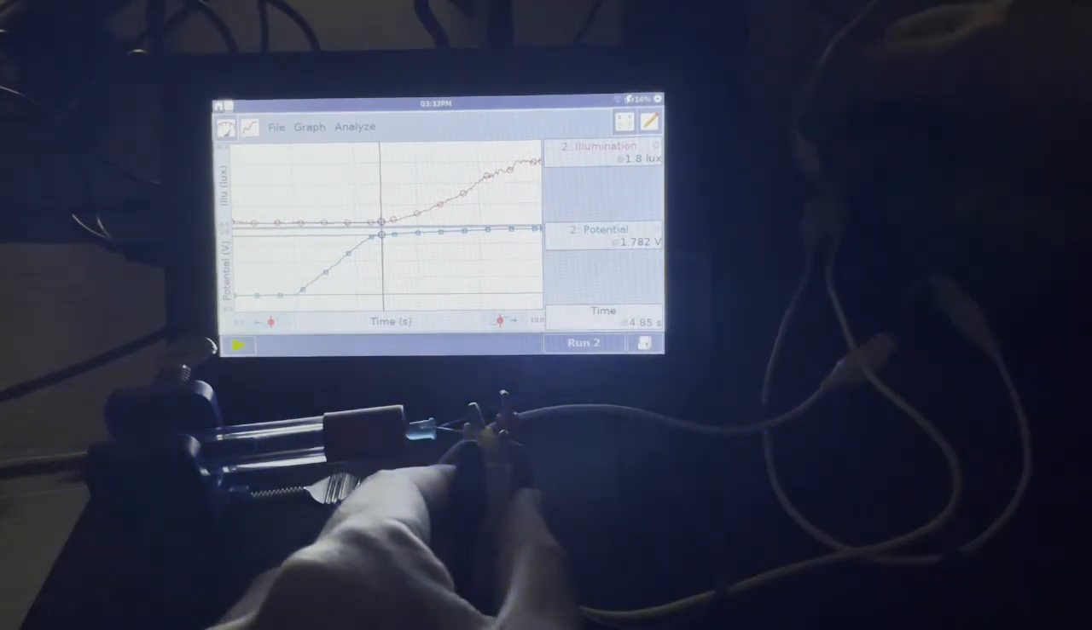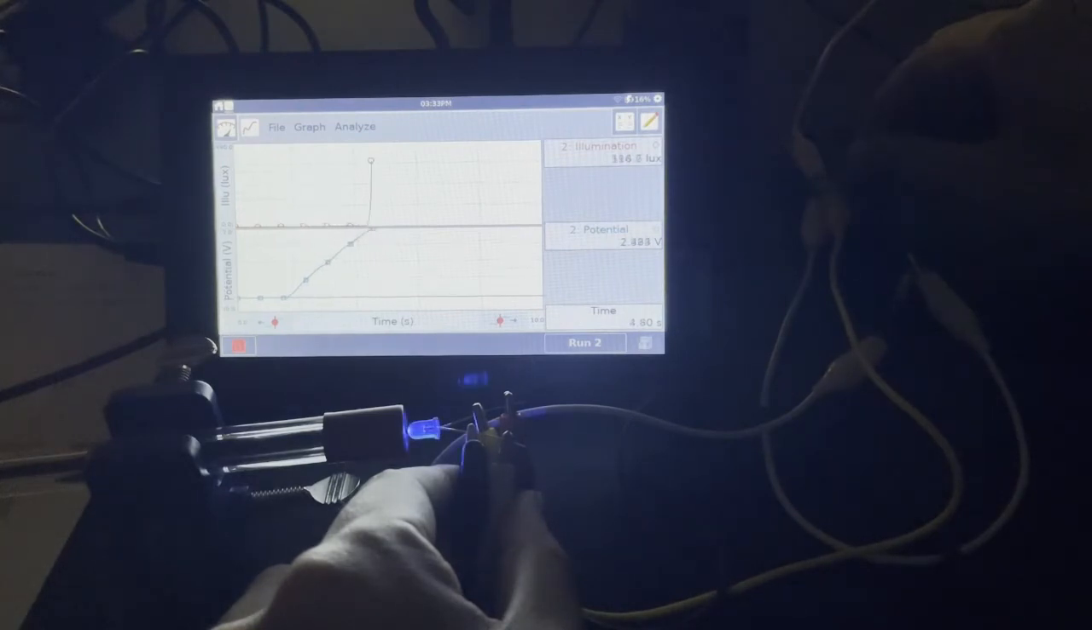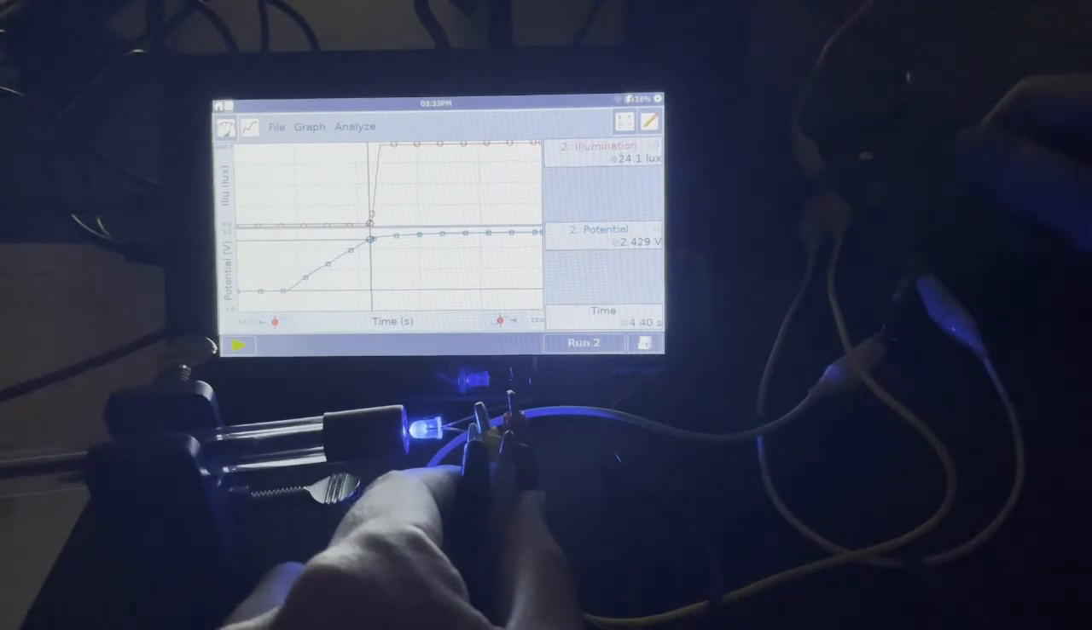And finally, our blue light. Increase the voltage. All right, we get a voltage of 2.429 volts.